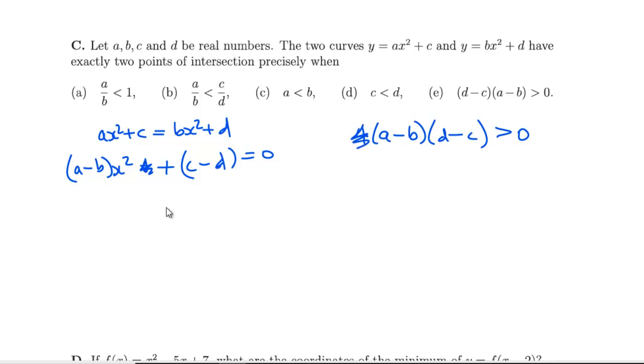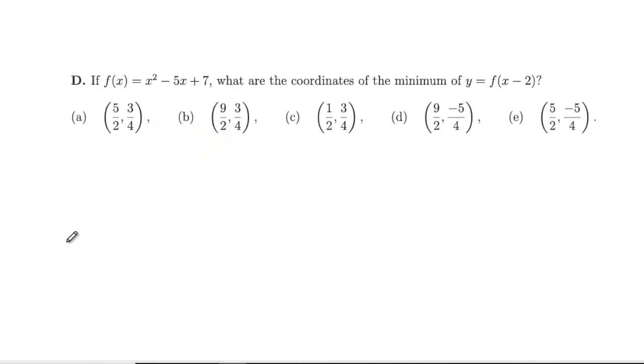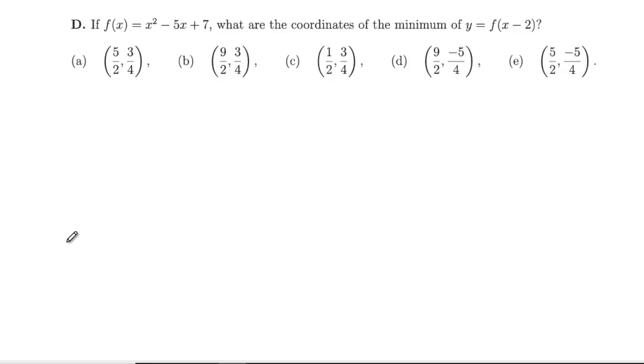Well, we don't care about the 4 then. And, oh, it's the last one. There we go. It's dropped out. E. That's good. D. If f of x is that, what are the coordinates of the minimum of that?